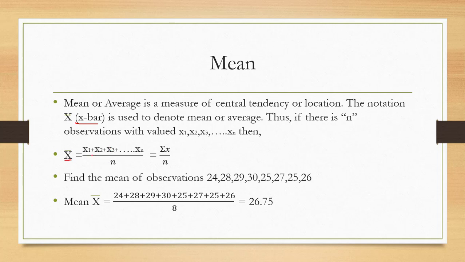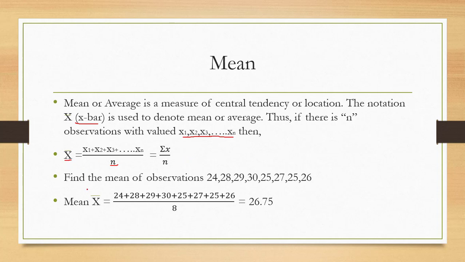We will sum all the observations. We will take the summation of all the observations, that is x1, x2, up to xn in this case, and divide by the number n, that is the number of observations, and we will get x bar.